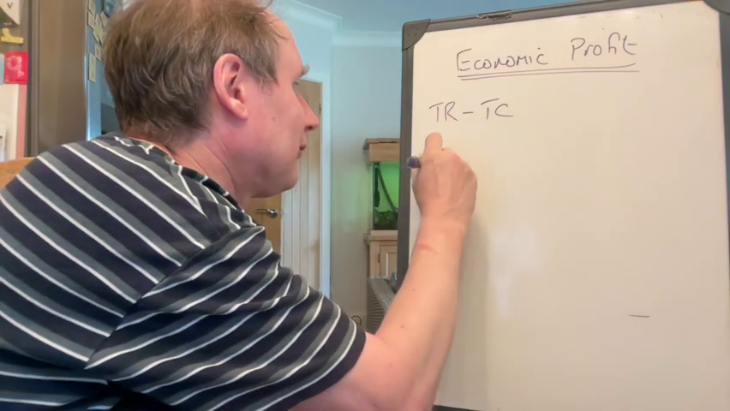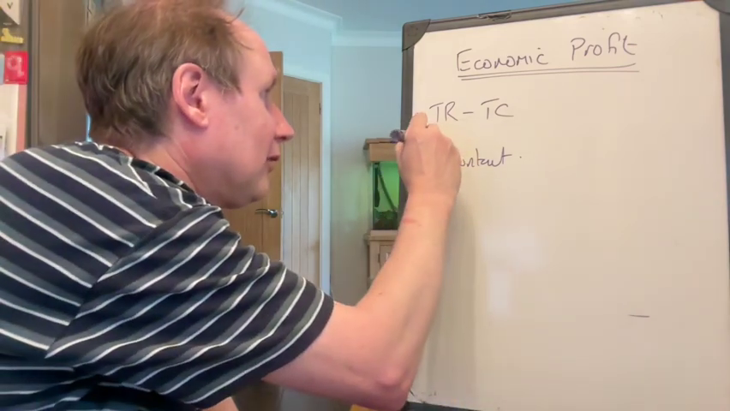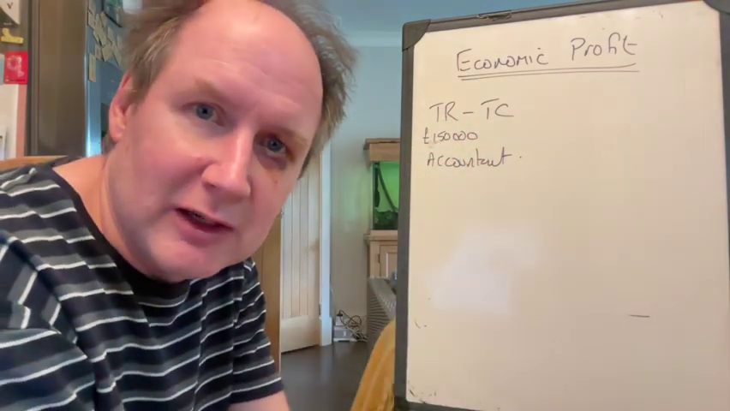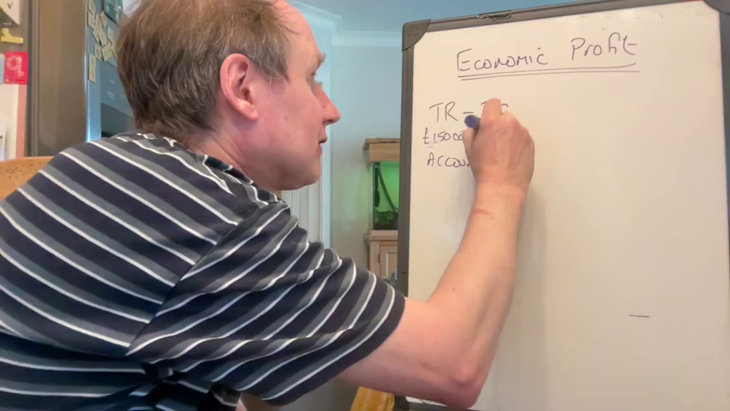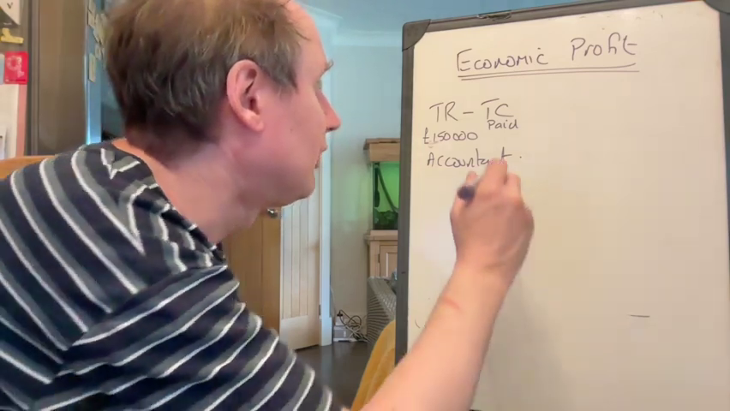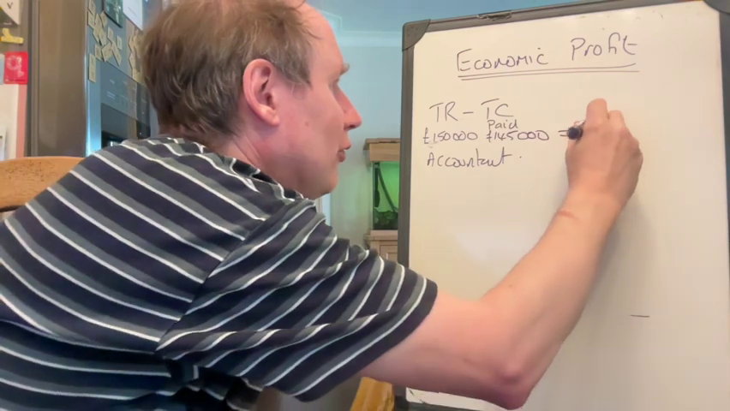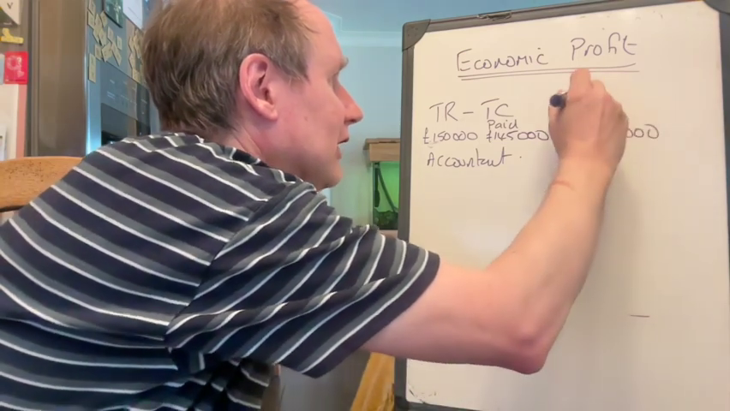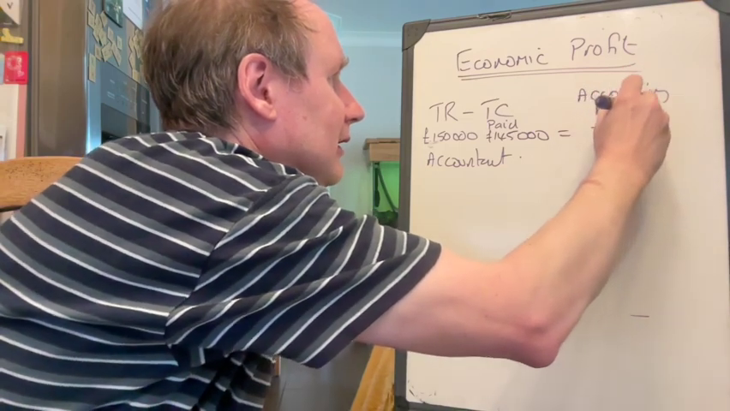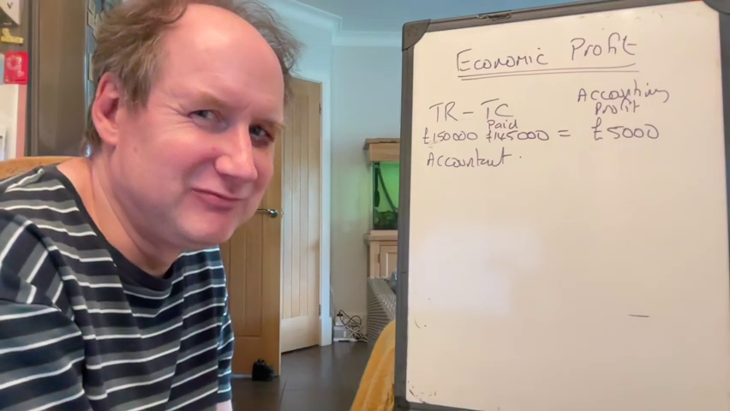My accountant would say, well, okay, this year, Simon, you made revenue of £150,000, and all of the costs that you paid, so your paid costs, for your labour, your rent, your raw materials, and so on, was £145,000. And he says, therefore, congratulations, Simon, you have an accounting profit of £5,000. And I'd kind of go, well, great, not.